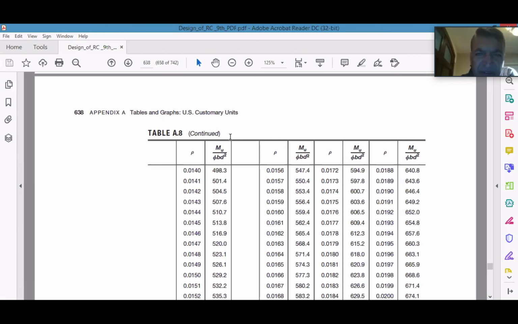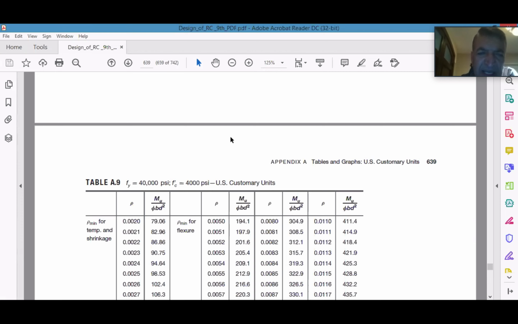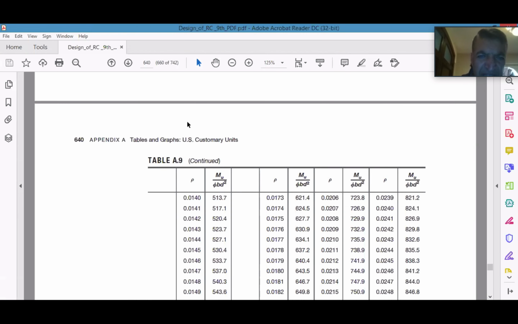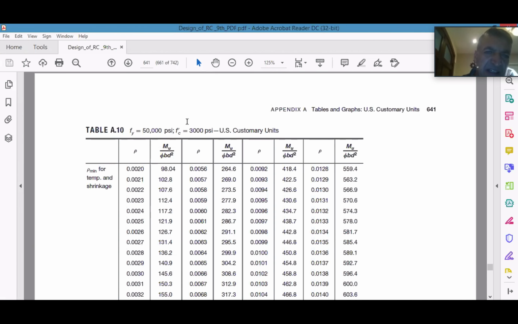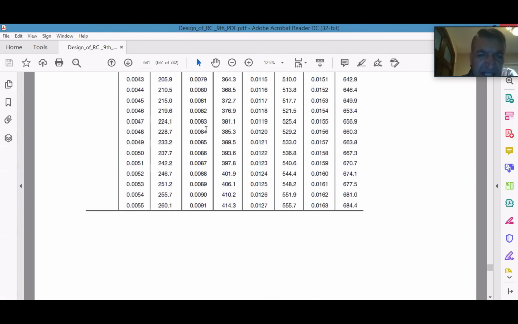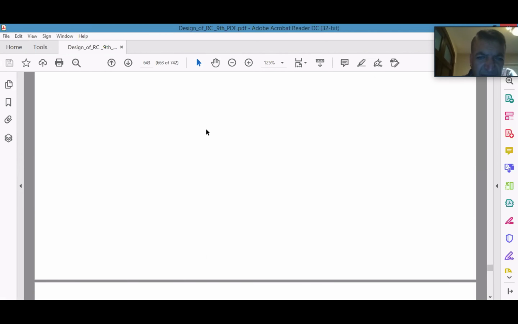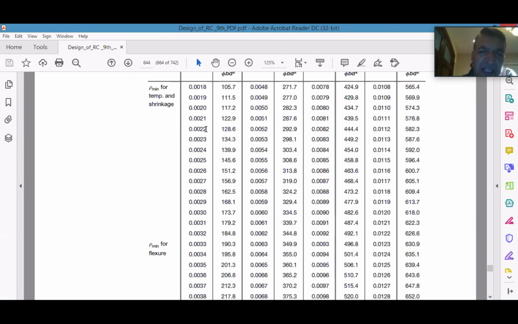This is a continuation of that. Make sure you are in the right table. Look at this table, A9. A9 is Fy 40,000 and F prime C 4,000. Same thing, we need the 60,000 for us. This is for 50,000, 3,000. But ours is 60,000 and 4,000, so make sure you are there. So this is 60,000, 3,000. That's still not ours.